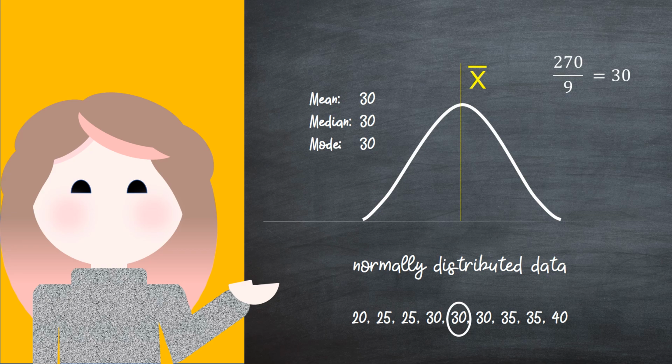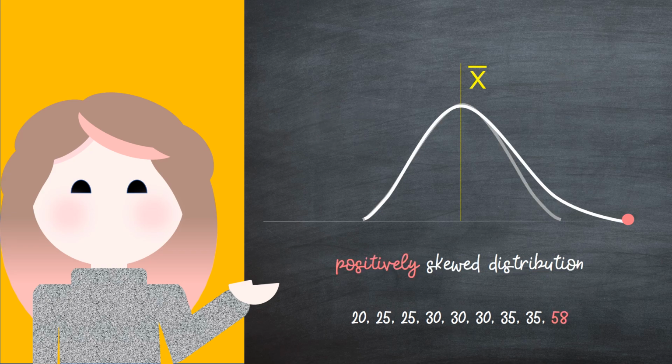But what happens if one of the adults is a professional javelin thrower and they throw an extremely long distance? As you can see, this gives us an outlier, a score that is far more extreme than the rest of the scores. Because the score of 58 is particularly high on our scale of javelin distance, the tail of our distribution is dragged in a positive direction, and we get what is called a positively skewed distribution.